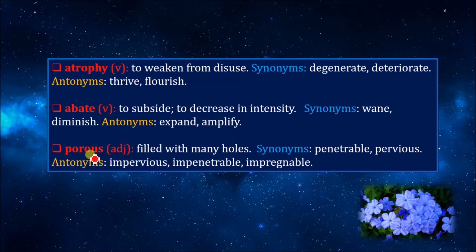The next word is porous. Porous is filled with many holes. Synonyms: penetrable, pervious. Antonyms: impervious, impenetrable, impregnable. So something that's porous has a bunch of holes. We kind of know that, I think.